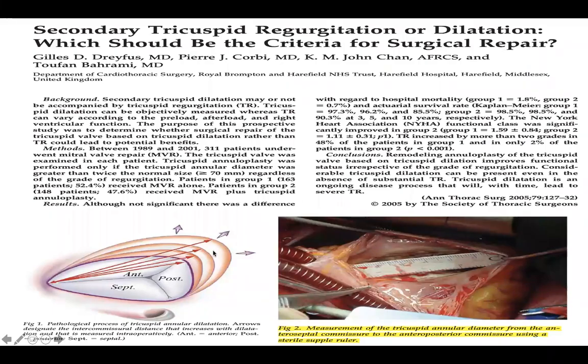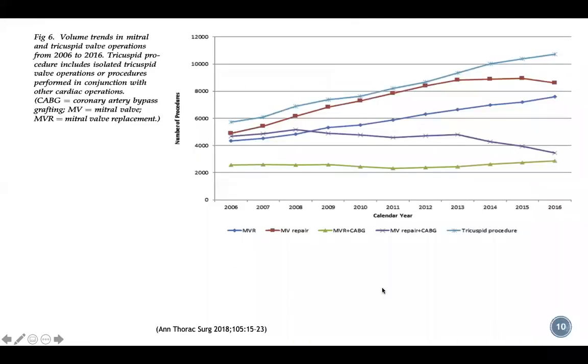Dreyfus also wrote this article: intraoperatively, you need to intervene if you have an annular diameter, from the anteroseptal commissure to the anteroposterior commissure, of 70 millimeters, which corresponds to 40 when you measure it in echo edge to edge measurement. So at that time, intra-op, you need to intervene.